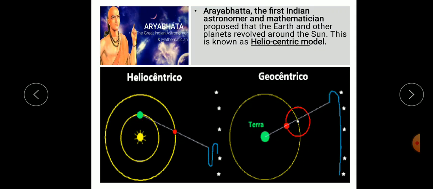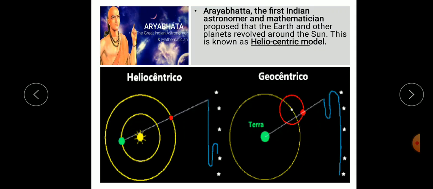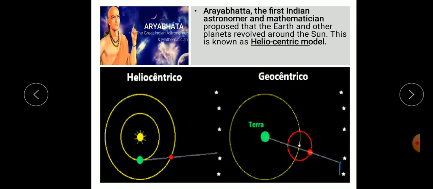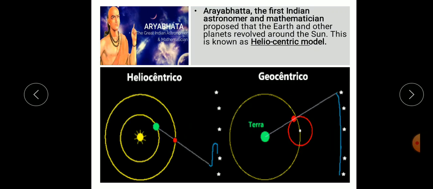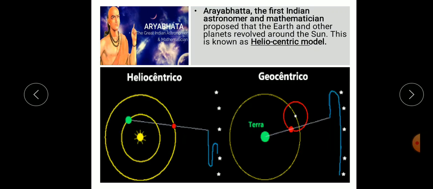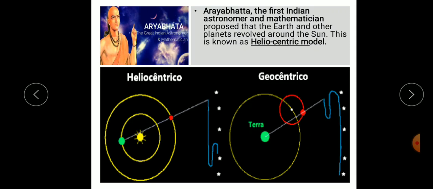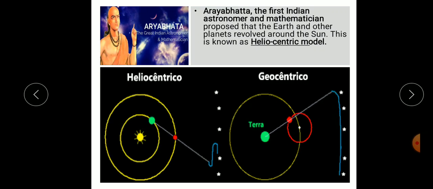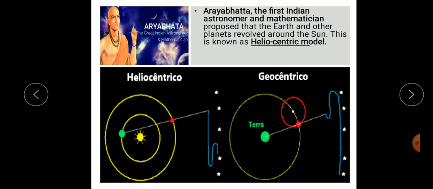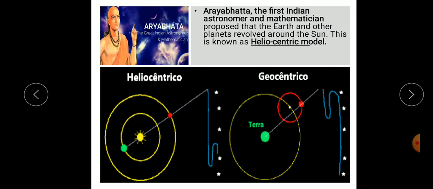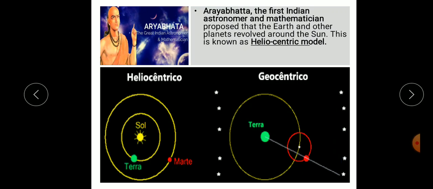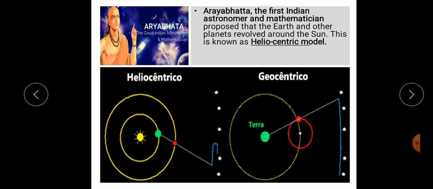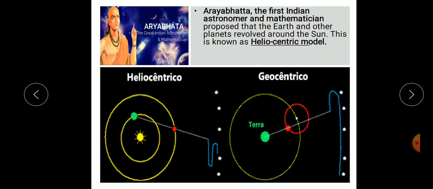The next model is the heliocentric model. In the heliocentric model, the Indian astronomer and mathematician Aryabhatta proposed that the earth, along with other planets, moves around the sun. This model is called the heliocentric model of the solar system. The first Indian astronomer and mathematician Aryabhatta proposed that the earth and the other planets revolve around the sun. This is known as the heliocentric model of the solar system.